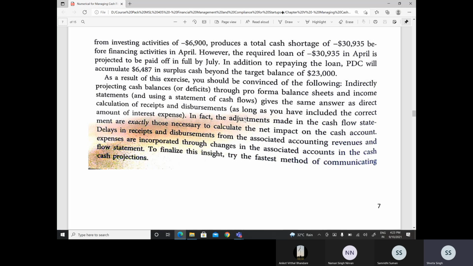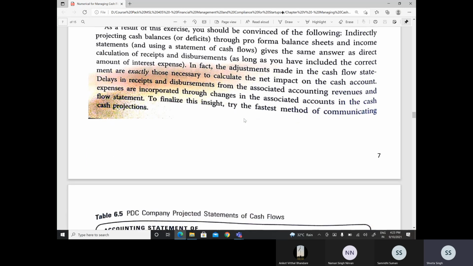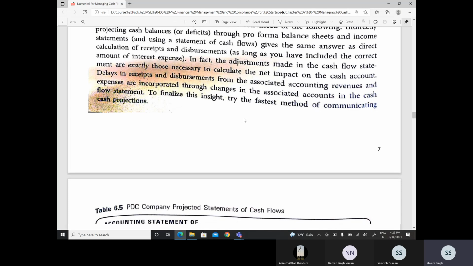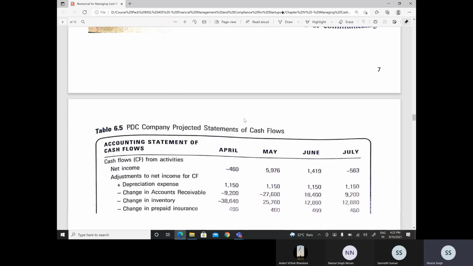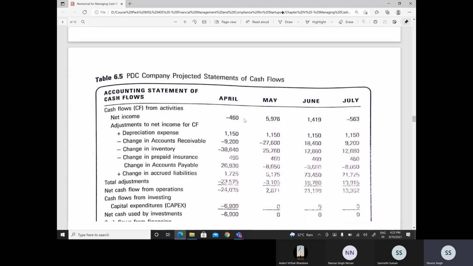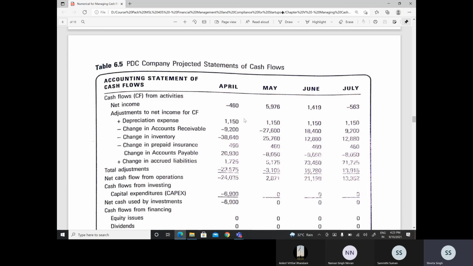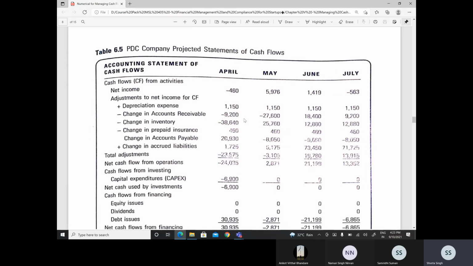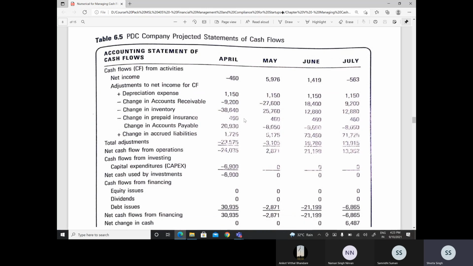To finalize this insight, try the fastest method of communicating cash projections. So even though they say that this is the fastest way to communicate what is the cash required, I would still suggest that because you are starting off with creating cash budgets, and also if you're an entrepreneur, it is very important that you have each of the cost heads mentioned there. So let us see how the projected statement of cash flows is done.